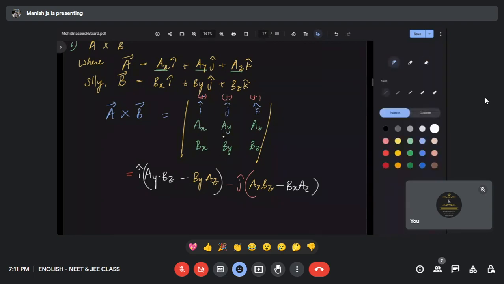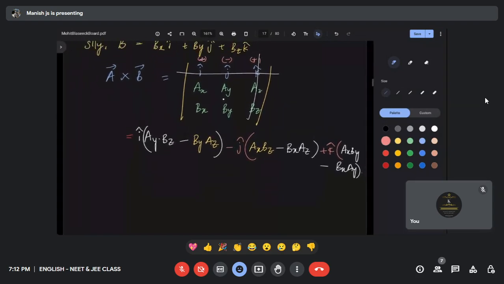And finally, you block the last row and corresponding column of K. And again, you're left with a 2 cross 2. So it's going to be plus K cap times. So again, we can write AX BY minus DXAY. That's it. Close the bracket.